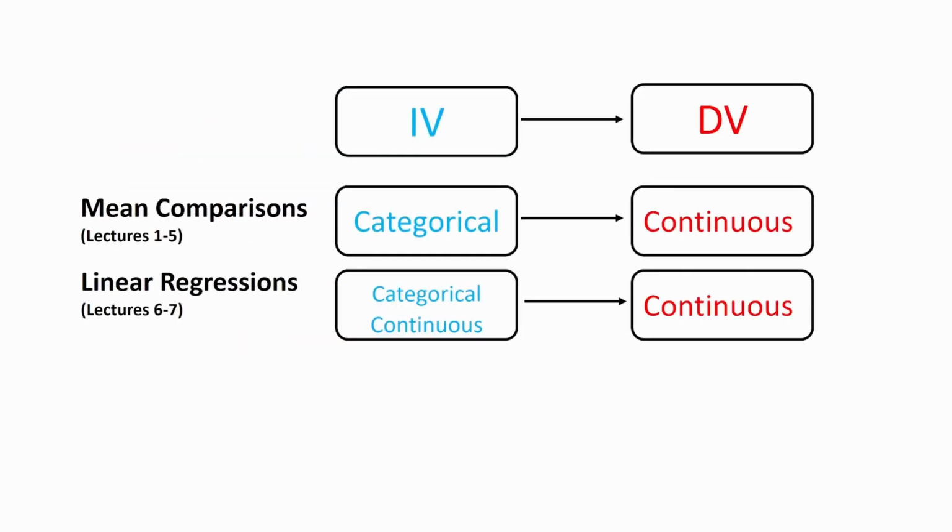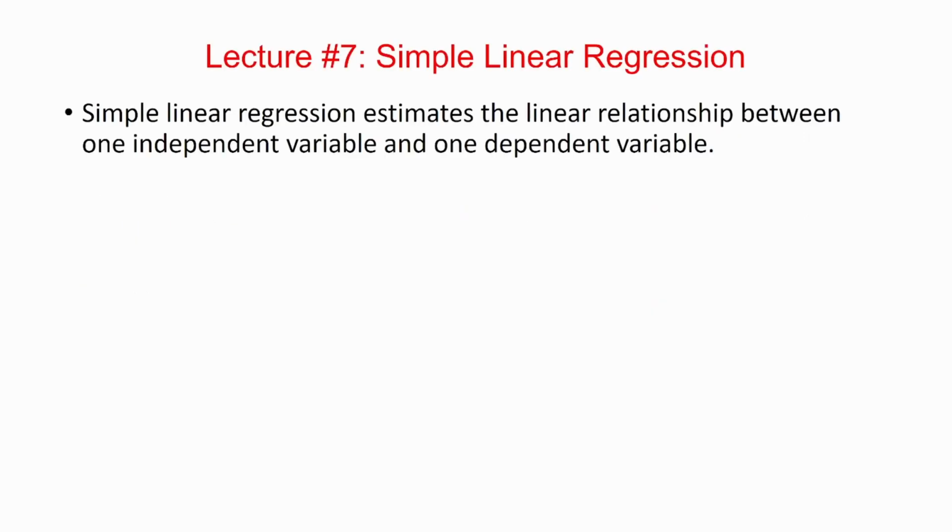So what's the basic idea? What's the difference between mean comparison and linear regression? The only difference is in the independent variable. For the mean comparison, the independent variable is a categorical variable. For linear regression, the independent variable can be categorical or continuous or both. So let's first look at simple linear regression. Simple linear regression is to estimate the relationship between one independent variable and one dependent variable.